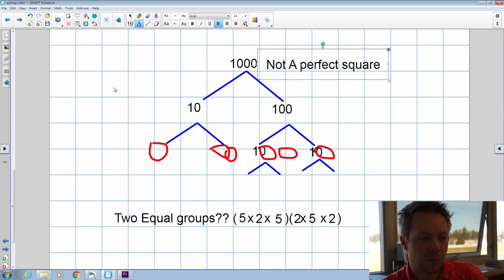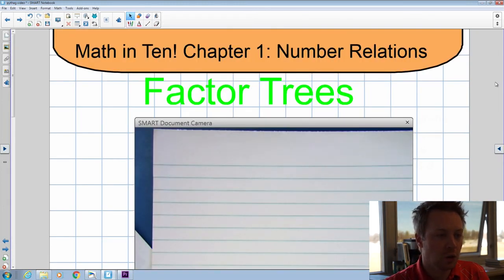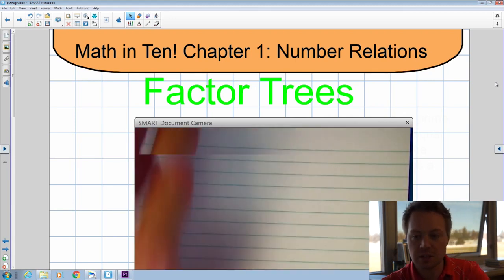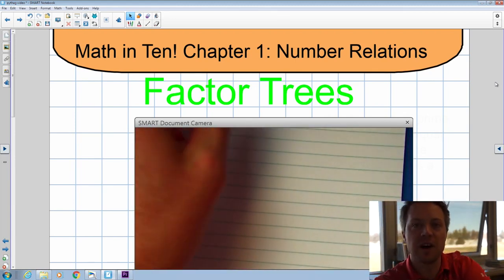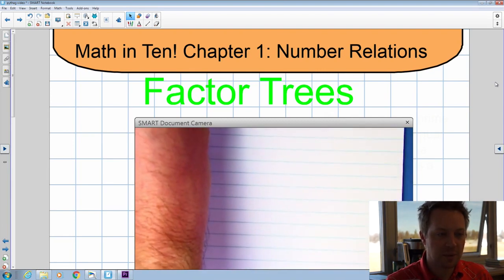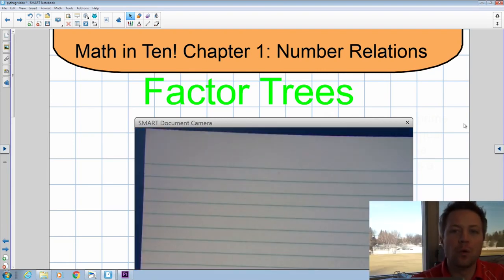Now I'm just going to switch over to pen and paper here, and we're going to do one more example, or maybe two more examples. So let's do this. Document camera fired up, and you'll be able to see a couple of more examples. And we're going to try the number 441, see if that's a perfect square.